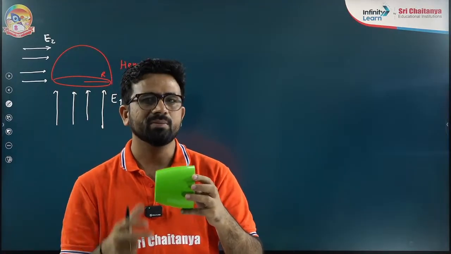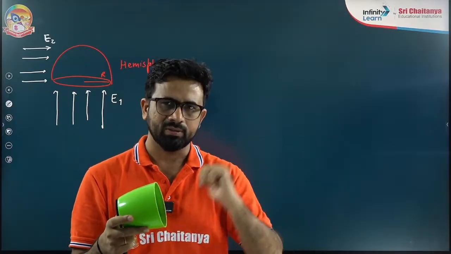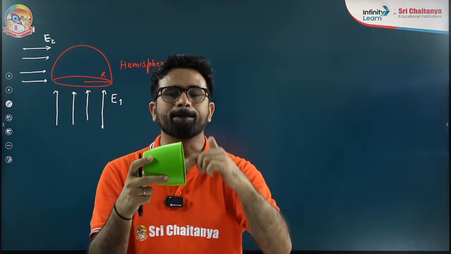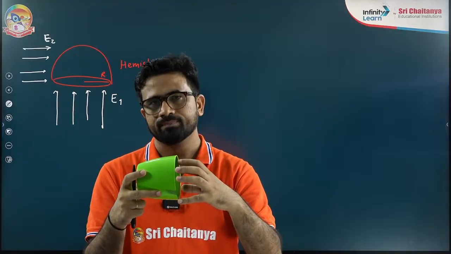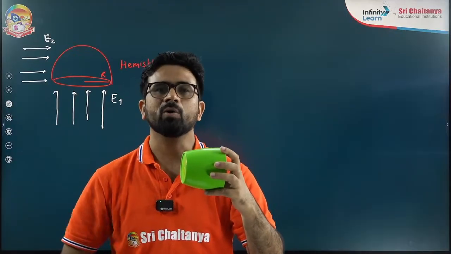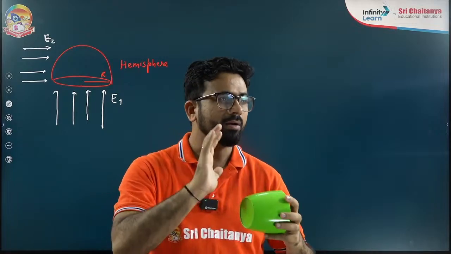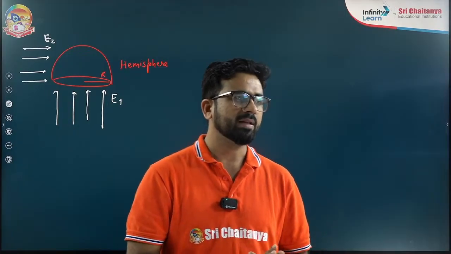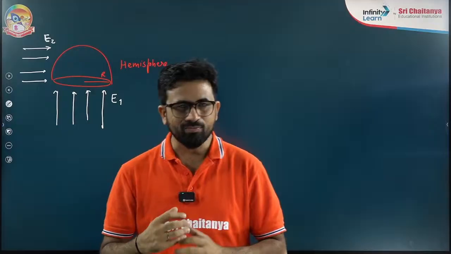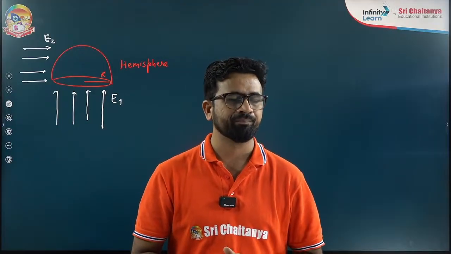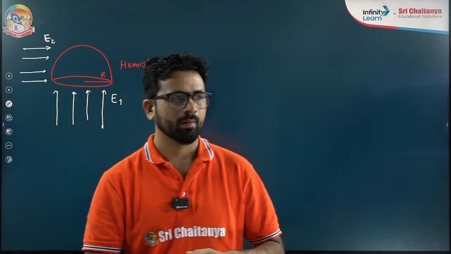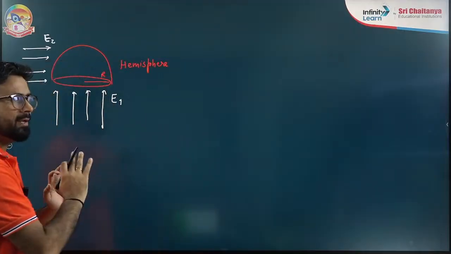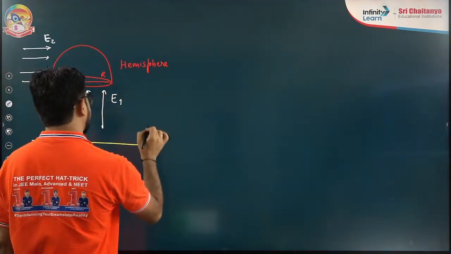Coming out we call positive, entering we call negative. That is your choice; that's the sign convention. But from this side the flux entering is pi r square into E, and from this side the flux coming out is pi r square into E. Correct or not correct? Is this basic concept clear to everyone? Clear? Now I will explain the same thing in a different manner.